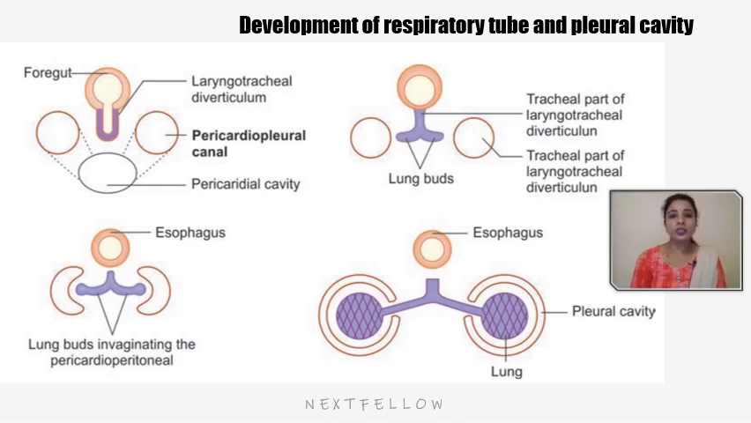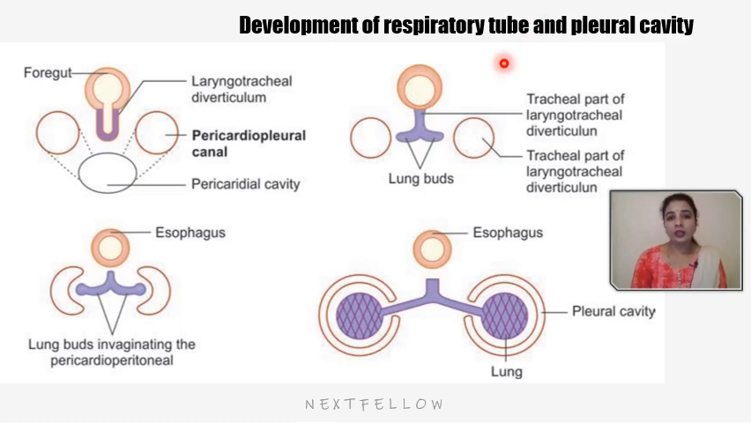Each lung bud invaginates into the pericardio-peritoneal canals. Here is a schematic image to understand the pericardio-peritoneal canals on each side. This is the pericardial cavity, and this is the foregut. We can see the laryngotracheal diverticulum, which eventually becomes bifid here. When this bifid part grows, it invaginates the pericardio-peritoneal canals. These canals later get reflected to form the pleura and pleural cavity.